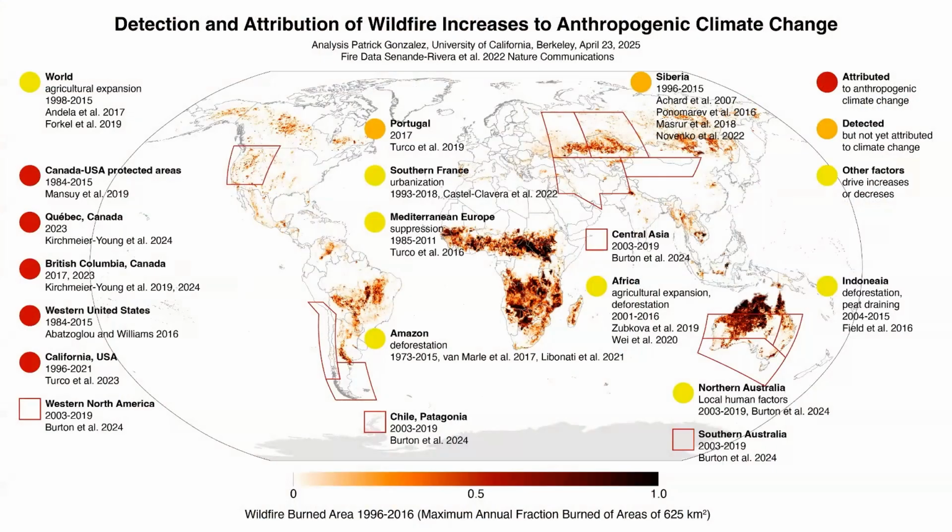So this map actually summarizes the attribution of wildfire around the world, and I'll discuss this more tomorrow. But 4 areas now have experienced wildfire where climate change has increased it above natural levels, and we see Western North America, Southern South America, Southern Australia, and Central Asia.